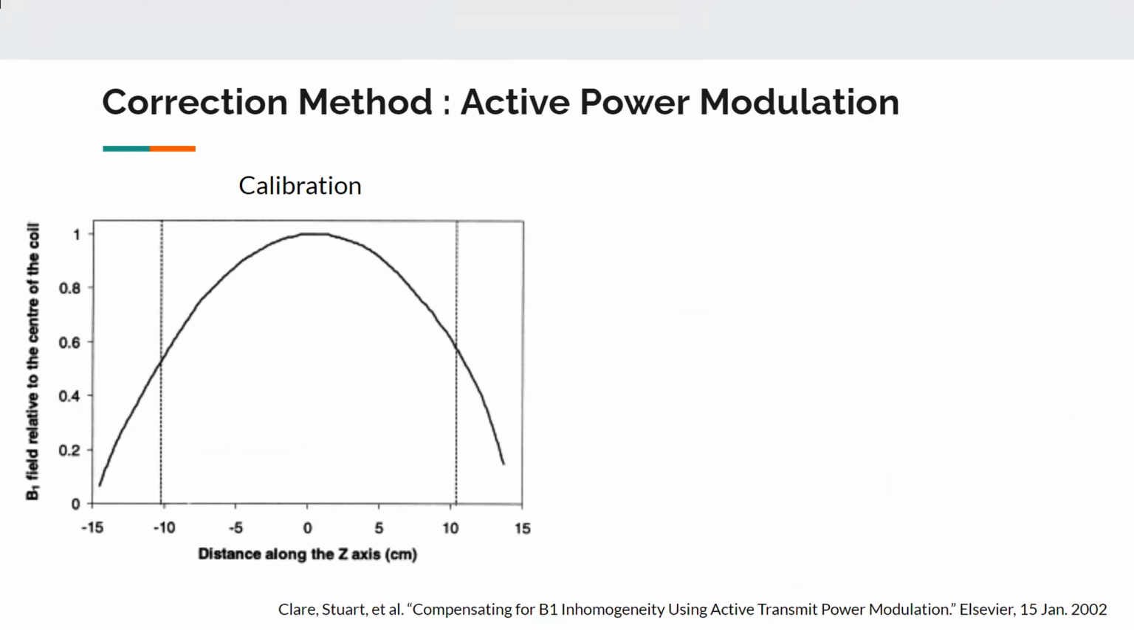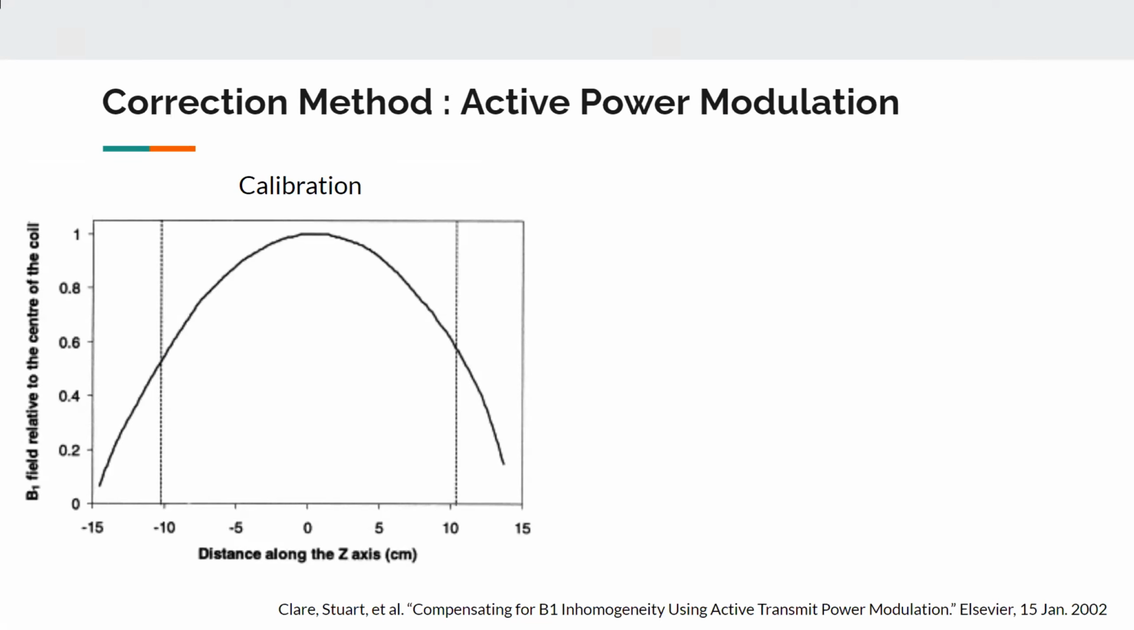And what it does is it modulates the RF transmit power for each slice position. And this paper that I'll be going over was by Claire Stewart and others, who focused on the inhomogeneity along the axial or Z direction, since it was the most dominant in terms of poor homogeneity, and it's the least sample dependent.